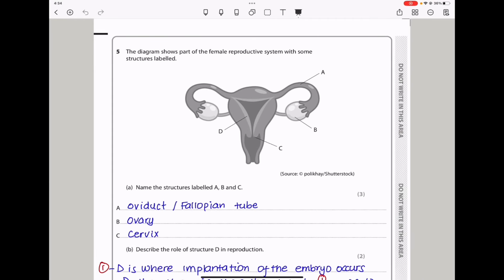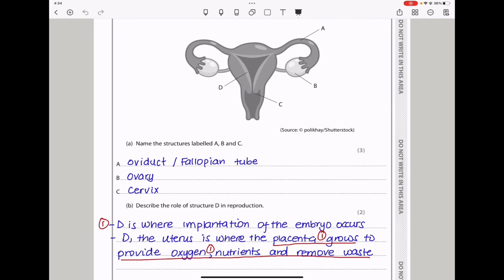Question 5, the diagram shows part of the female reproductive system with some structures labeled. So we have structure A, which is the oviduct, we have the ovary, we have the cervix, and then we have the uterus. So they say name the structures labeled A, B, C. We have the oviduct, we have the ovary, and then the cervix.